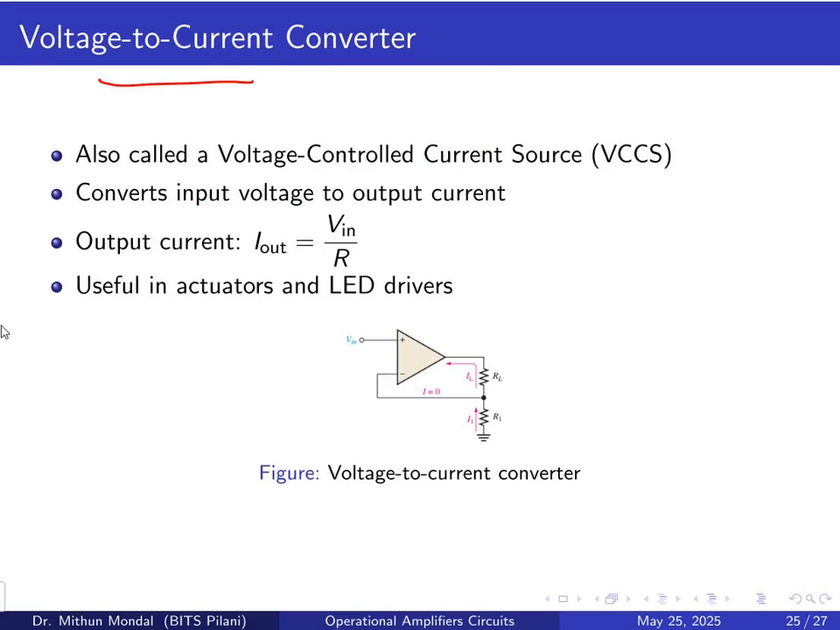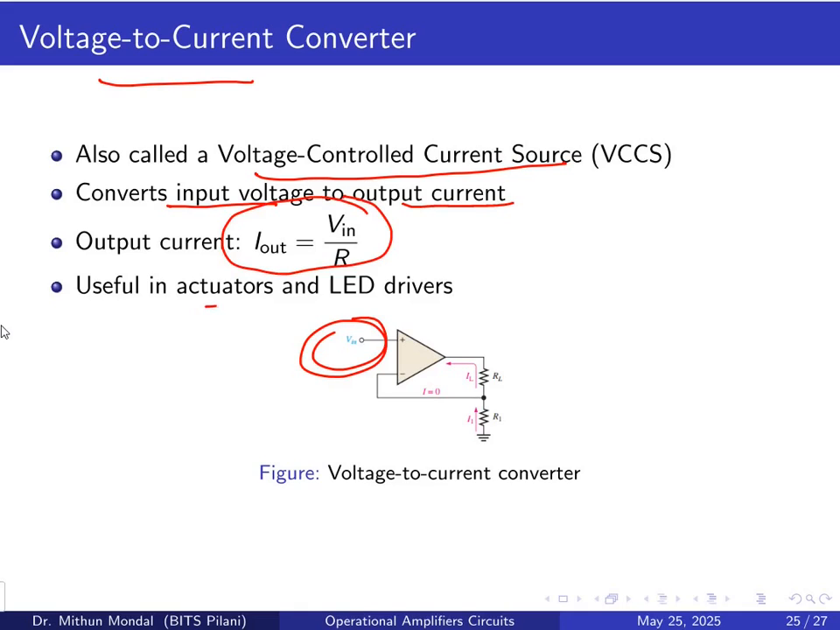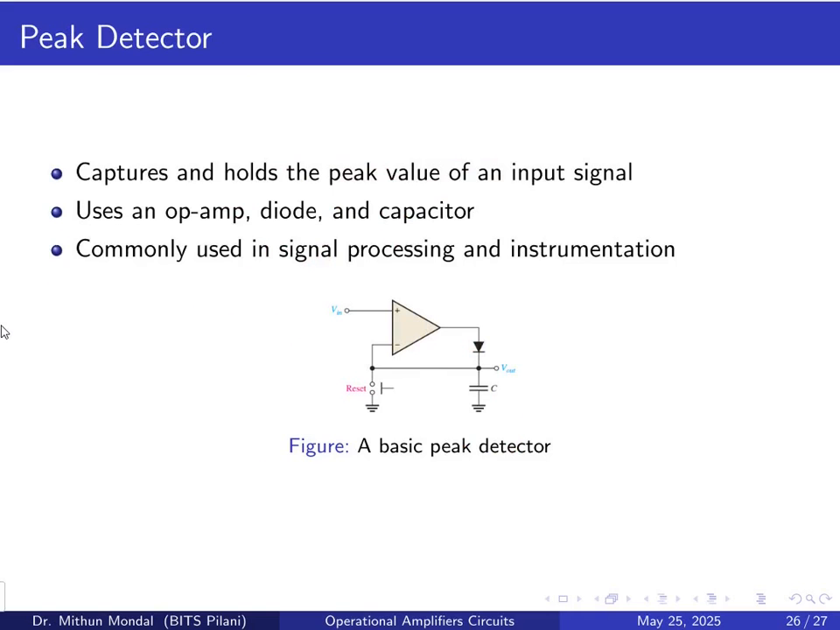If you want to convert the voltage to current, the input you give is a voltage and you will be getting voltage controlled current sources. It converts the input voltage to output current in the formula I out is equal to V in by R, and it is useful in actuators and LED drivers. So here we are connecting the circuit of the resistors, which is the load resistor and the R1 in the inverting terminal of the op amp, and at the non-inverting terminal we are giving the voltage input.